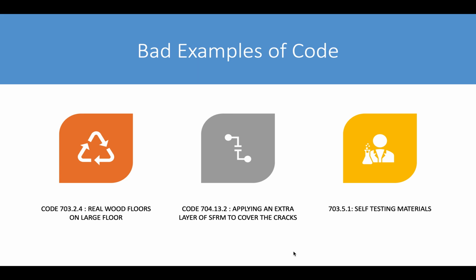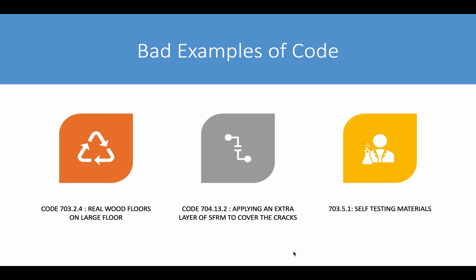Bad examples of code use. A bad example of code 703.2.4 would be using real wood floors in a large building where there are higher fire restrictions. And this is bad because wood is considered one of the easiest things to burn, and they could just use a concrete floor. But that's kind of an extreme example.